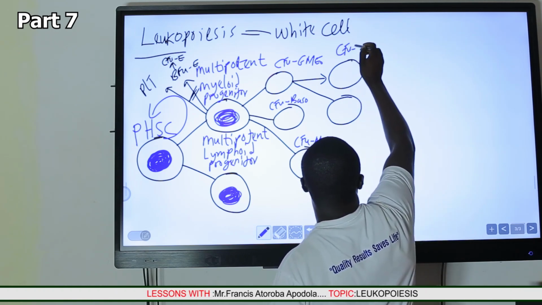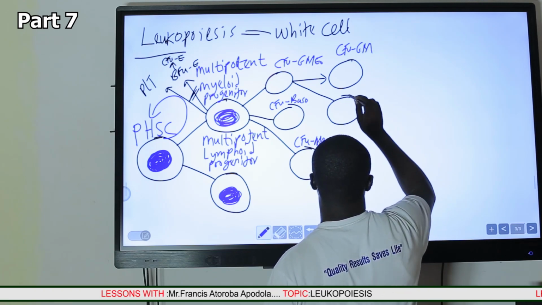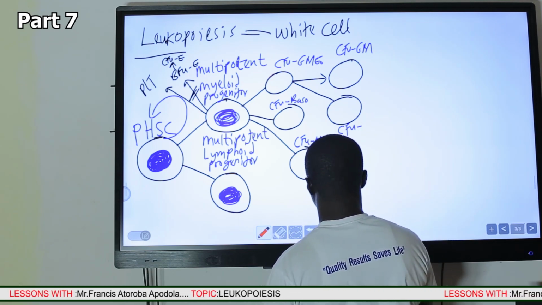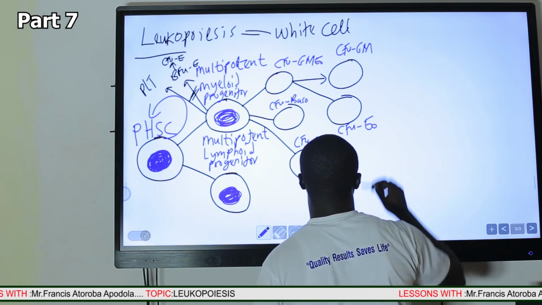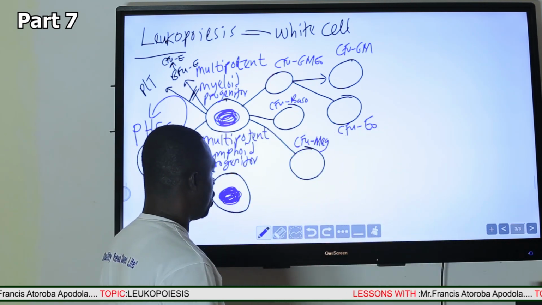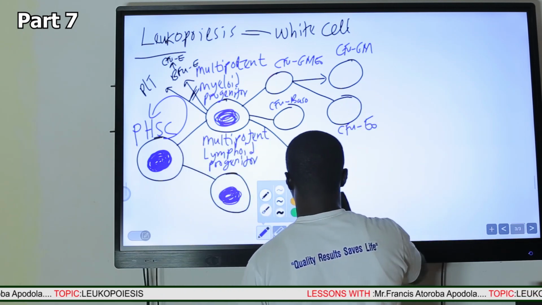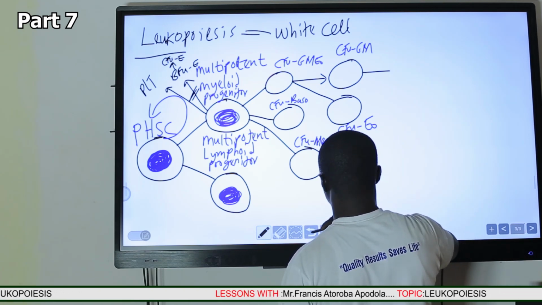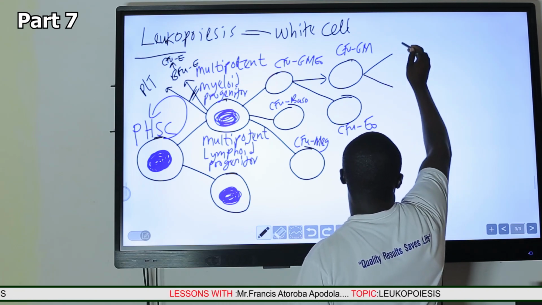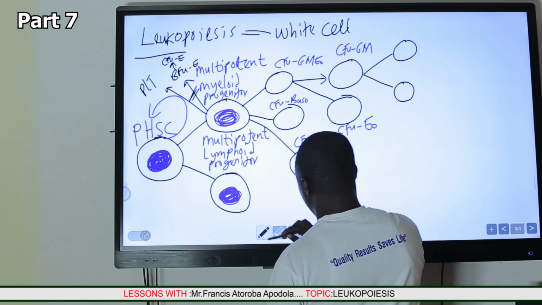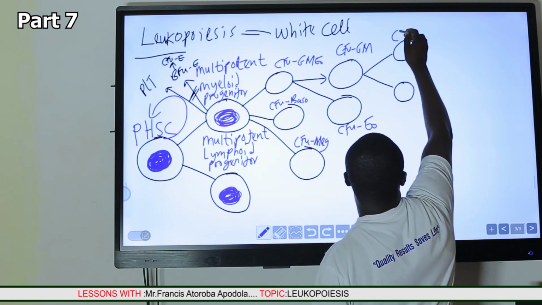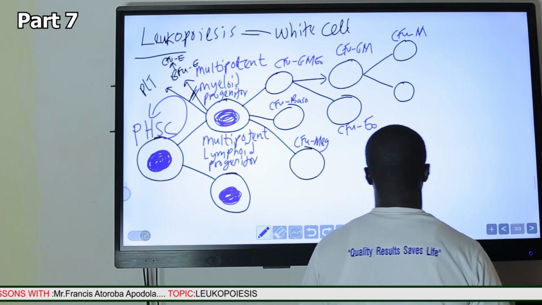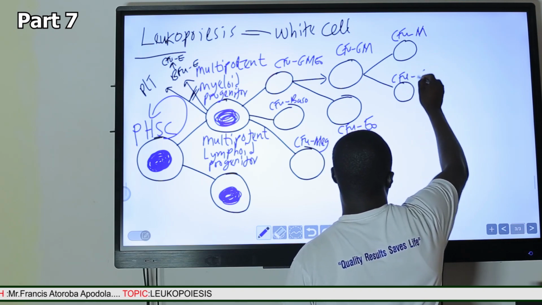The colony forming unit, granulocyte, monocyte. And here we will have colony forming unit, eosinophil. So this undergoes differentiation. So this will give rise to the colony forming unit, monocytes. And this is the colony forming unit, granulocytes.